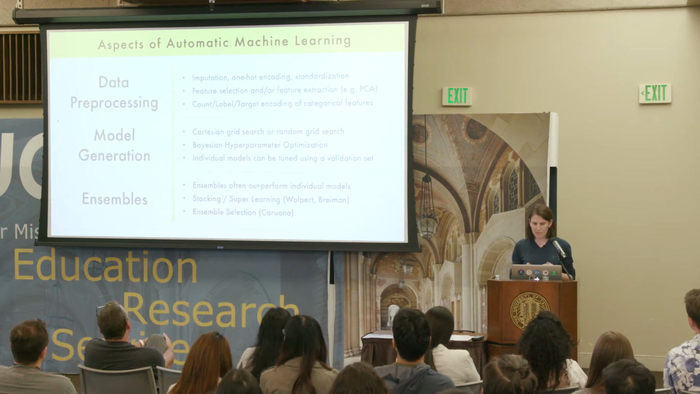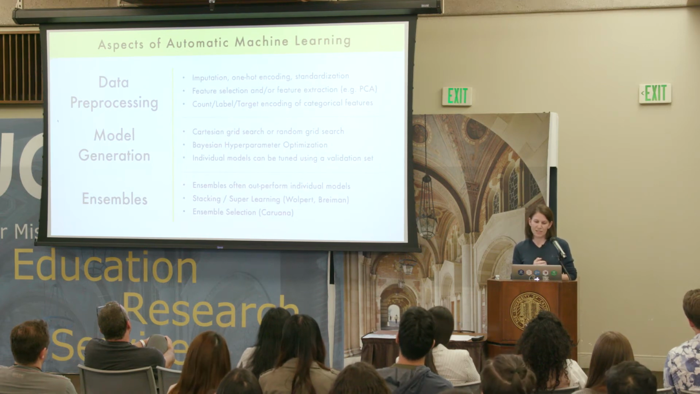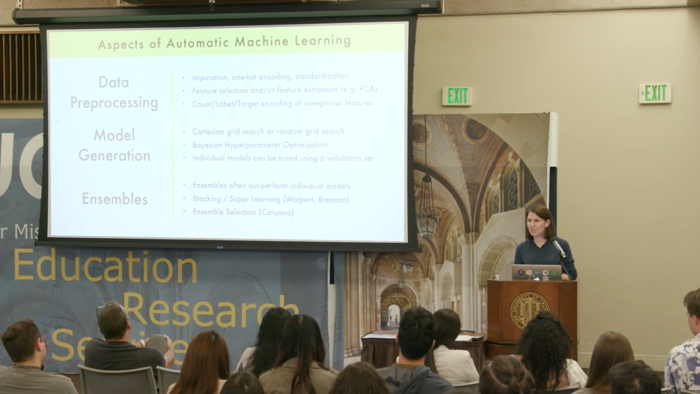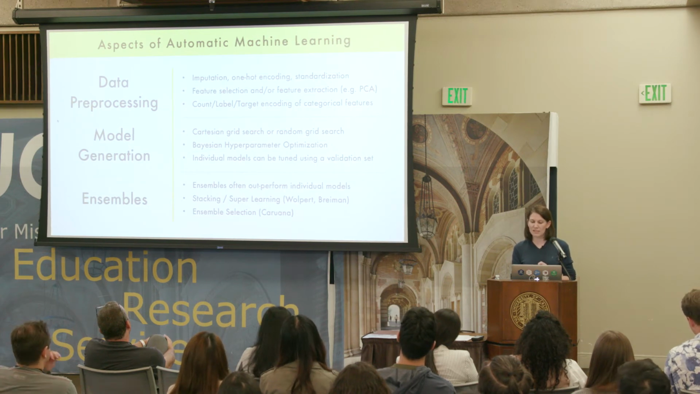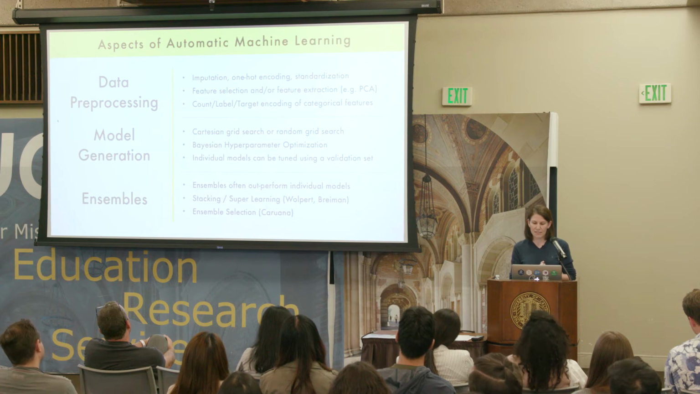So this is just a little bit more about what each of these things mean. So with data preprocessing, that would include things that I've already mentioned, imputation, one-hot encoding. That could also include feature selection, feature extraction, and then all sorts of different types of encodings of categorical features. This last point is important.